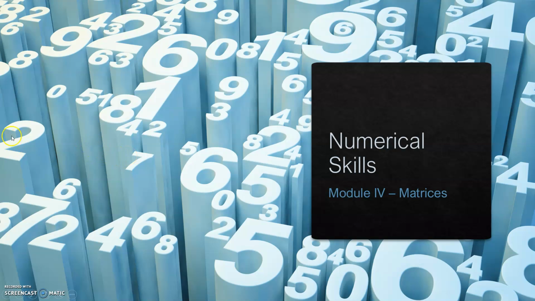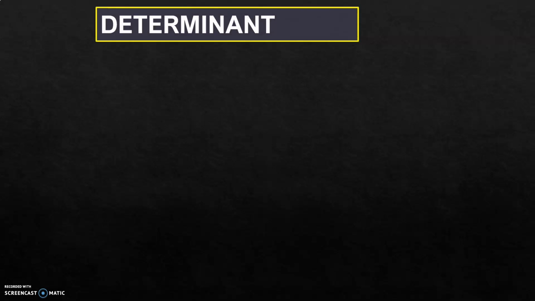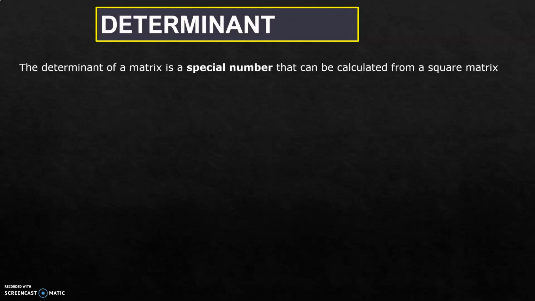This video discusses the determinant of a matrix. How to calculate the determinant of a matrix, or what the determinant value of a matrix means. It's a new topic for today. So determinant, what it means actually. The determinant of a matrix is a special number that can be calculated from a square matrix.